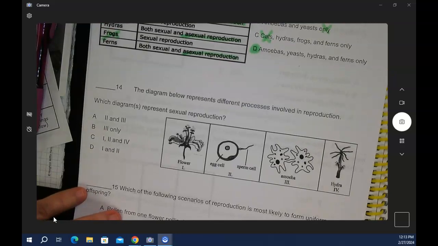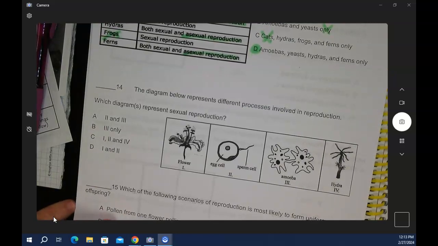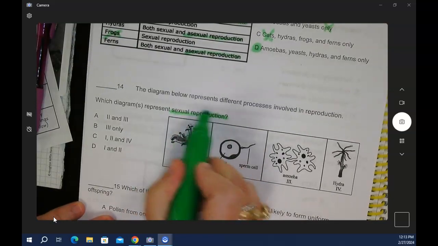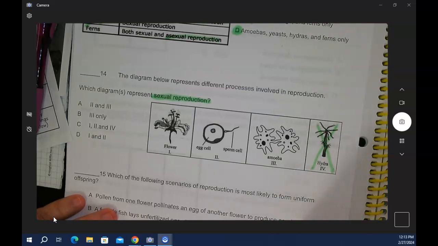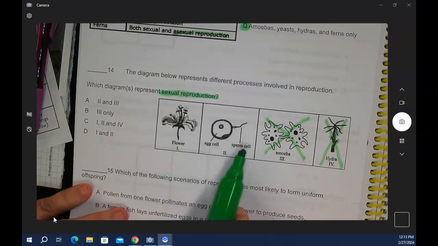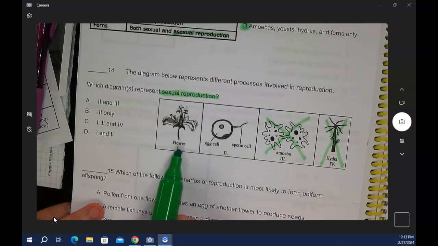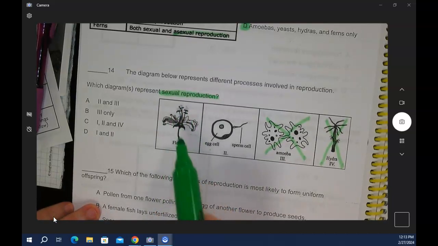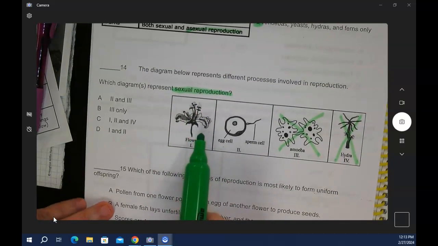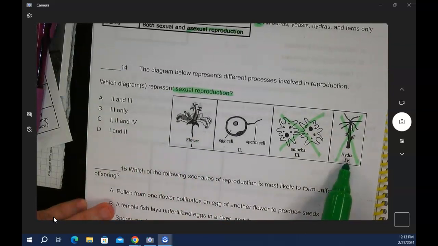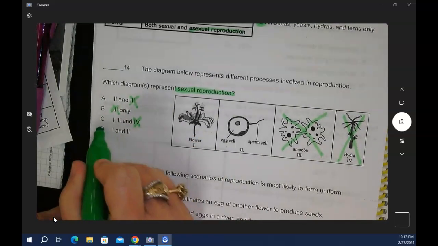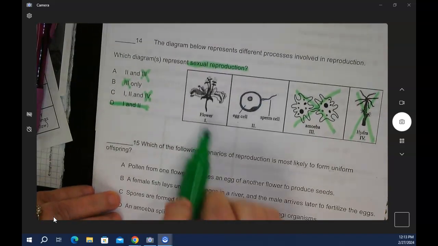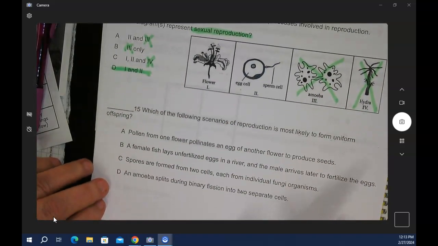The diagram below represents different processes involved in reproduction. Which diagram represents sexual reproduction? Now, in a question before, they told us that hydra was asexual and amoeba was asexual. So we know for sure those are out. Here we have an egg and a sperm, so that's definitely sexual. Flower, we talked about how the pollen is actually plant sperm. So we could do process of elimination. Anything that has 3 or 4 we could get rid of. And so then we would have 1 and 2. So flowers and the one with the egg and the sperm.